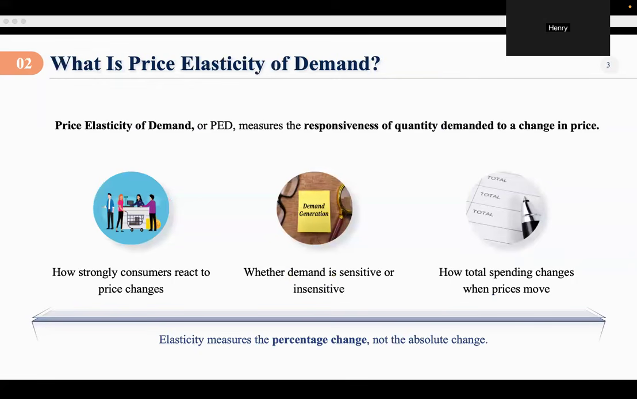Price elasticity of demand measures this responsiveness. It is defined as the responsiveness of quantity demanded to a change in price. Importantly, elasticity measures percentage changes, not absolute changes. This is crucial because a £1 increase in price means very different things depending on whether the product costs £2 or £100. So, elasticity allows us to compare responsiveness across different goods in a consistent way.